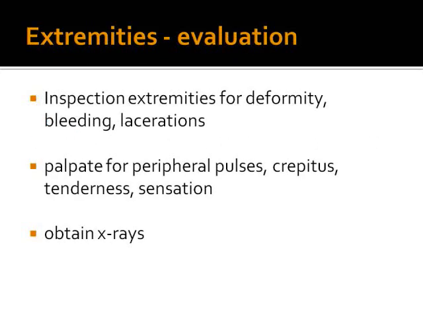And the extremities, usually extremity injuries are so overt and they tend to rivet our attention, but extremities should be examined after the other more important examinations we have talked about, and we inspect for any deformities, any bleeding or lacerations, and we palpate for peripheral pulses, for crepitus, which indicates fractures, and also for any tenderness and sensation, and we obtain the appropriate x-rays.